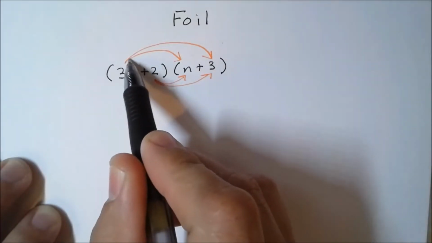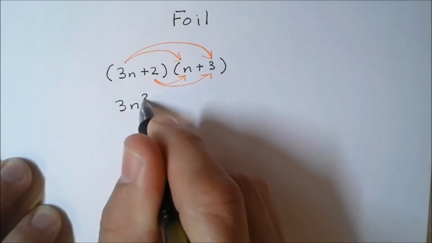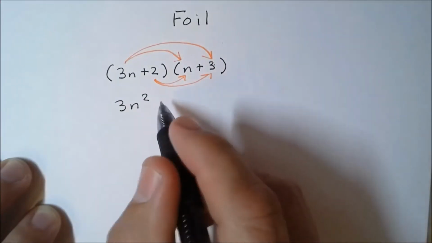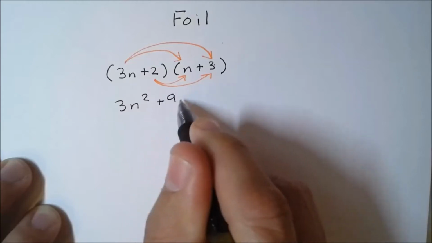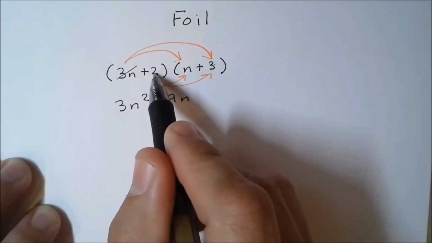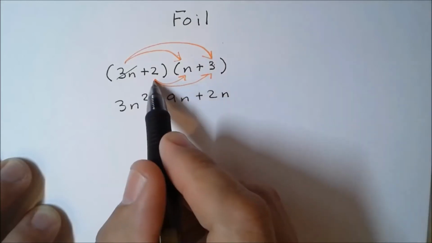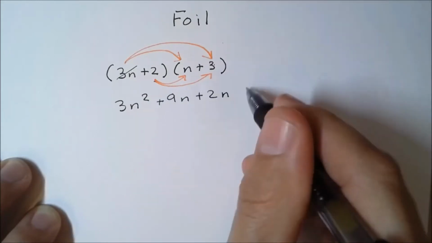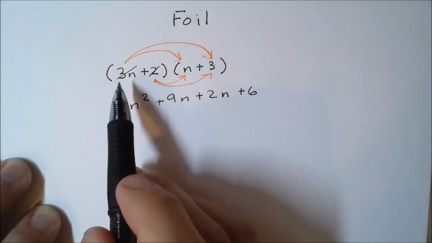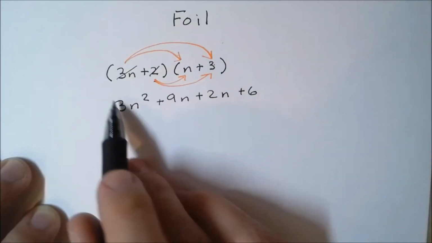For instance, 3n times n is going to give me 3n squared. 3n times 3 is going to give me 9n. That takes care of my 3n. And then now I have 2 times n, which is going to give me plus 2n, and 2 times 3 is going to give me positive 6. That gets rid of my 2. So now I have distributed, right? I have FOILed, taken this over and multiplied it out, and I have all these terms.